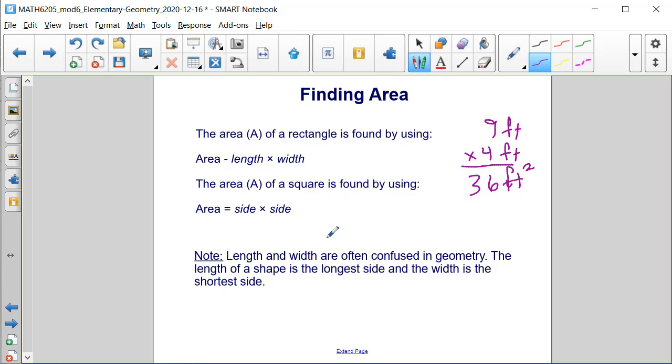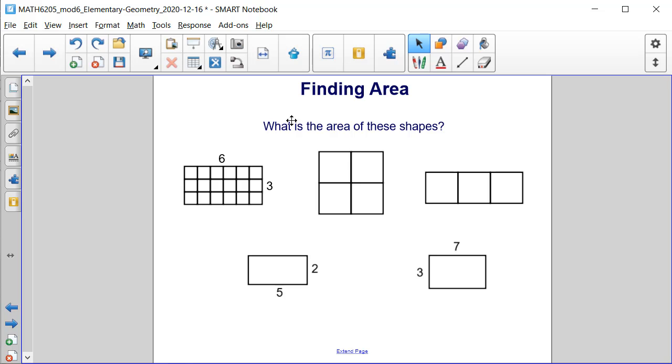The length and width are often confused in geometry. The length of a shape is the longest side, and the width is the shortest side when referring to rectangles. What are the areas of these shapes?